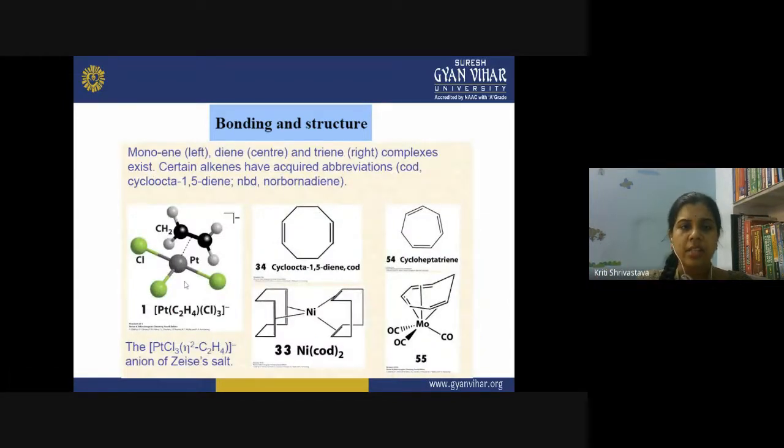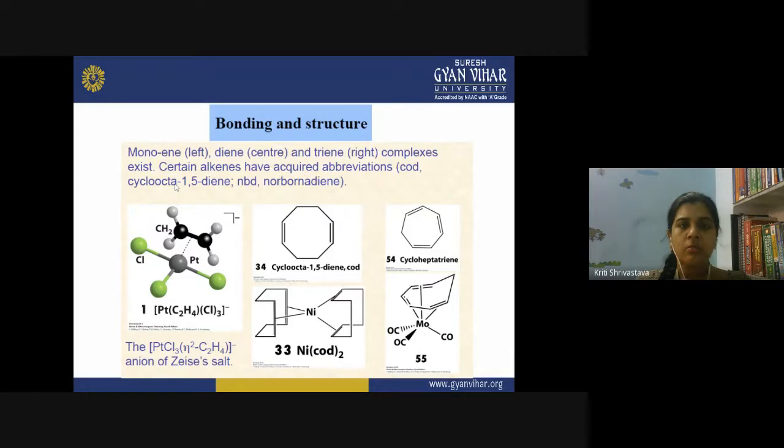Here you can see the structure of Zeise's salt, which I was telling you about. These are the three chloride ions, ML3, where M is platinum, and L3 is chloride and alkene. The alkene molecule is ethene, so this is two carbon atoms, and these are the four hydrogen atoms. As you can see here, the planarity of the molecule is lost, and this alkene molecule remains perpendicular to the plane of the complex. This is the Zeise's salt structure, and here the bond formation takes place with one double bond.